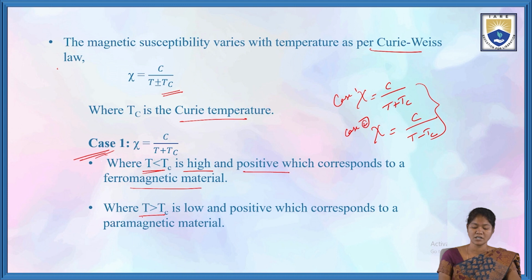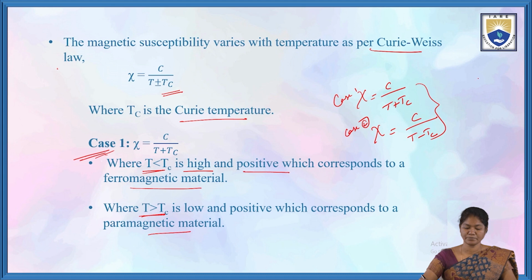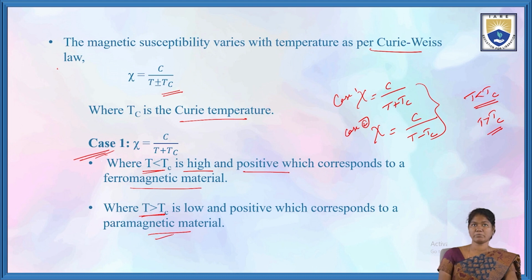So when temperature T is greater than Tc, chi is low and positive, which corresponds to paramagnetic material. If the temperature is less than Tc, then chi is high and positive, so that it relates to the ferromagnetic material.